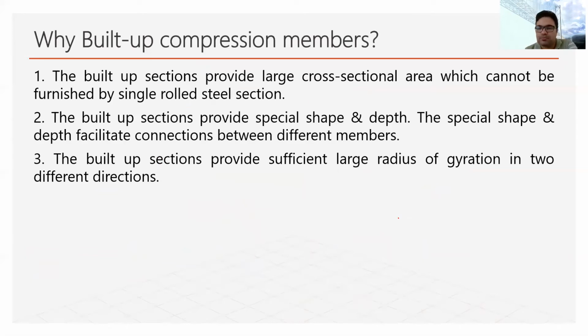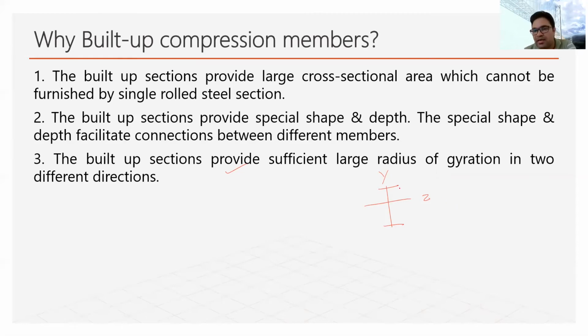And now, as I was talking about the radius of gyration, in case of a single section like an I section, it has a definite radius of gyration along the z axis, along the y axis, along the x axis. So it will have a definite value, and one value may be higher, the other value may be lower. So in case of a built-up section, we have the opportunity to make the lower value of radius of gyration equal to the other.